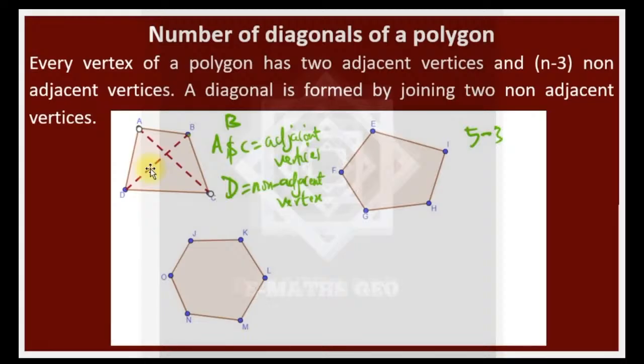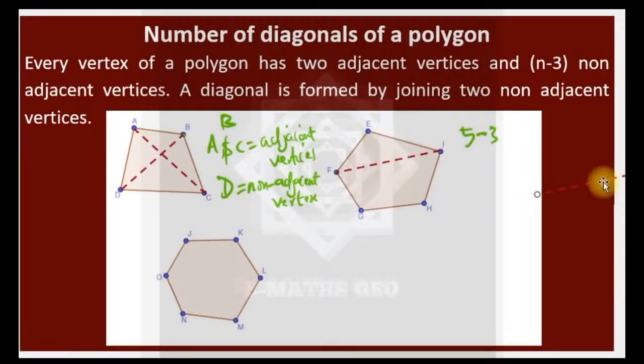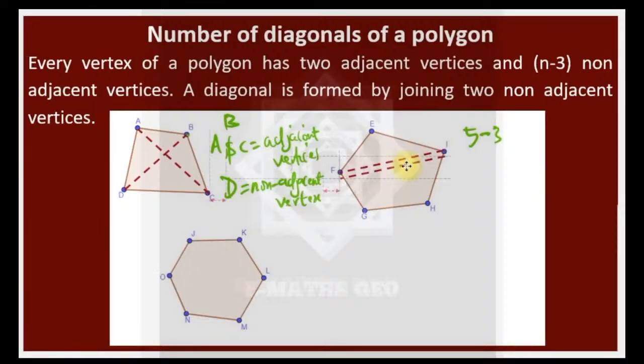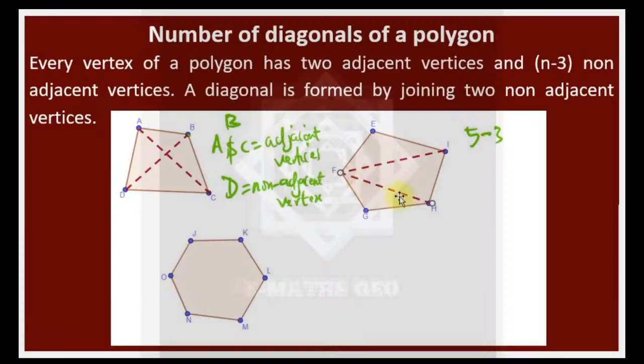So for the second polygon, which is a pentagon, we have this, we have this. So we are done with vertex F. So for each one, you join the non-adjacent vertices. So let's move to vertex E.